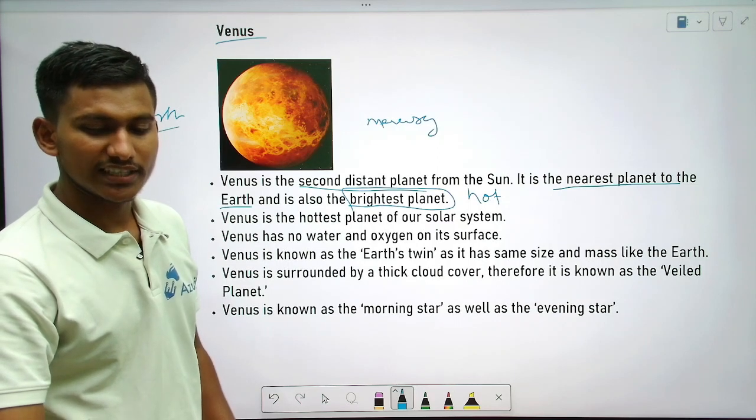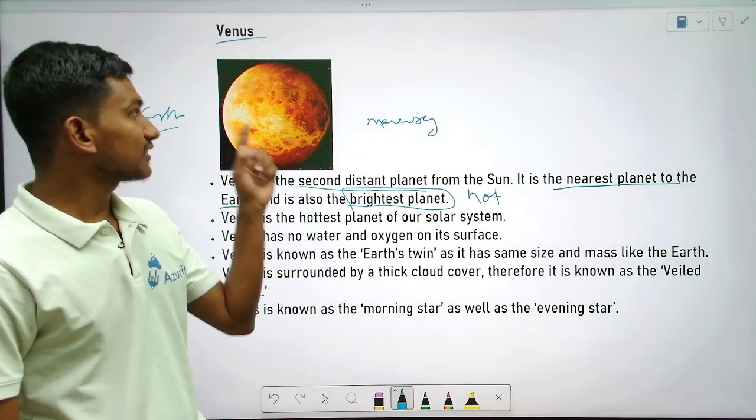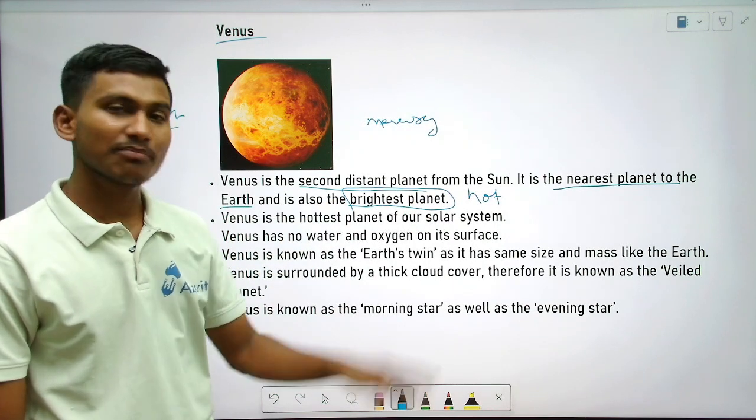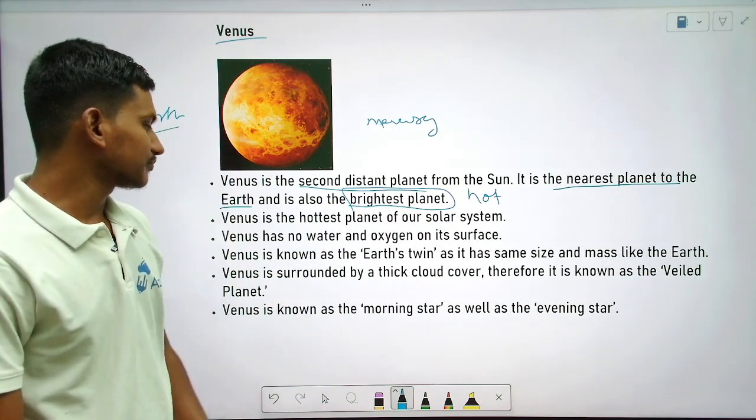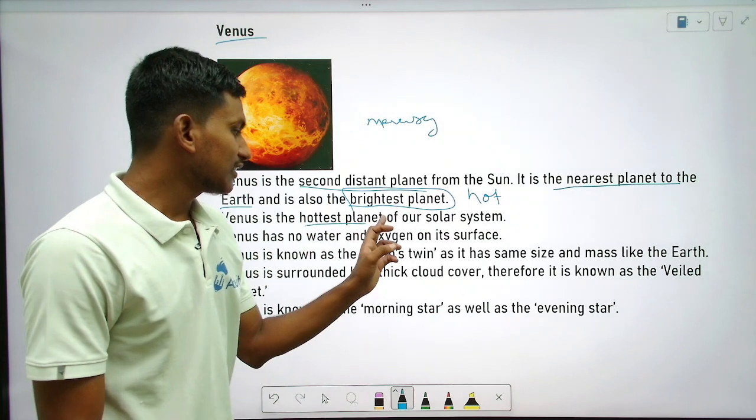Okay, good. So is the hottest planet Mercury, right? Brightest planet in the solar system. Venus is the hottest in our solar system.